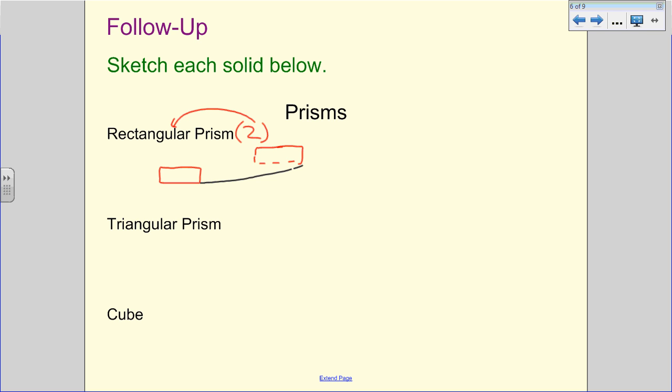I'm going to make that dash. I'm not going to be able to see all of this, so I'm going to make this dash. I'll be able to see all of this as I'm looking at it. I'll be able to see all of this, but this I won't be able to see, so I'm going to put a dash in there. We've already drawn a triangular prism, so I'm going to let you guys do that one on your own.